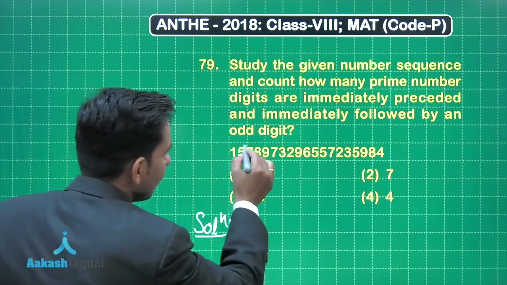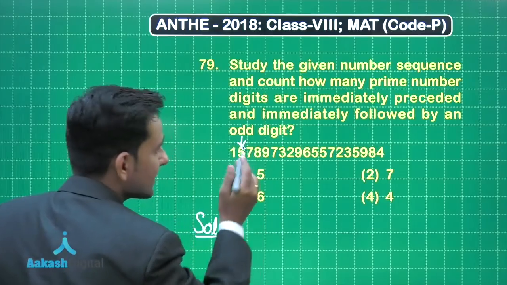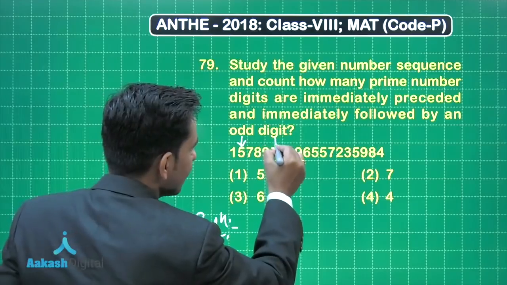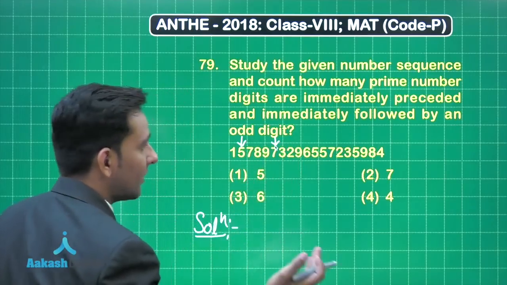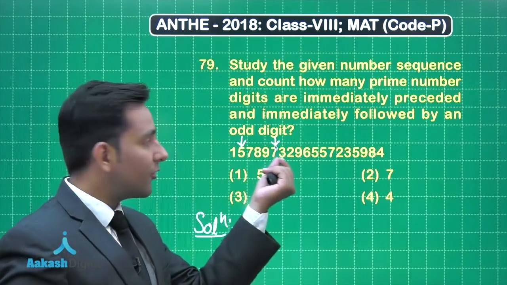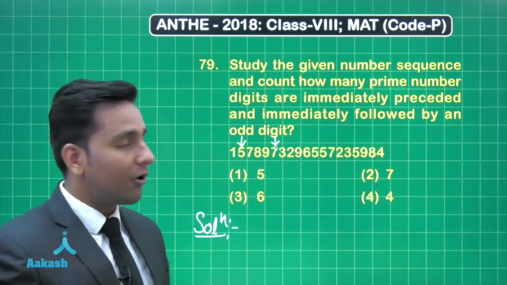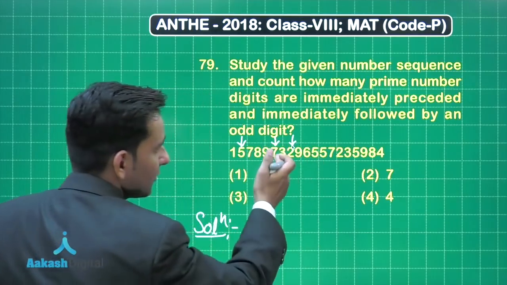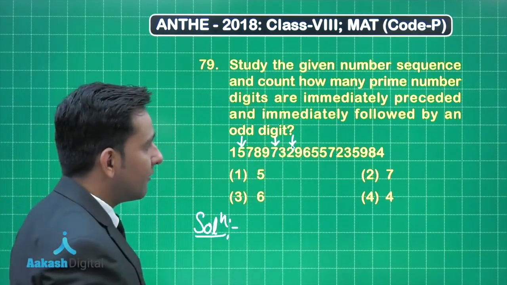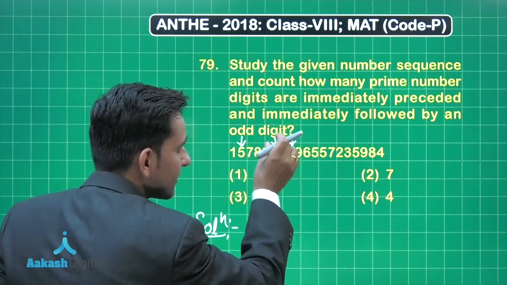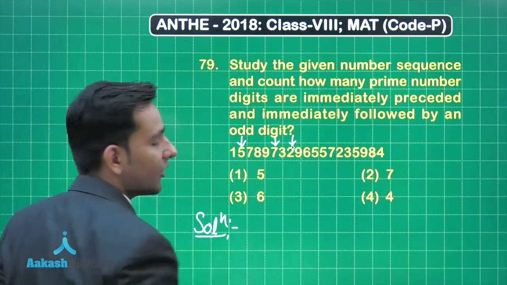So we are starting with this number 5. You can see that this 5 is a prime number preceded by and followed by odd numbers. Further we can see this number 7 is a prime number preceded by 9, which is an odd number, and further followed by 3, which is also an odd number. Clear? The next prime number is 3. 3 is also a prime number, but this is followed by an even number, so we will not take this number 3. Further we have 2, which is preceded by this odd number 3 and followed by the odd number 9.